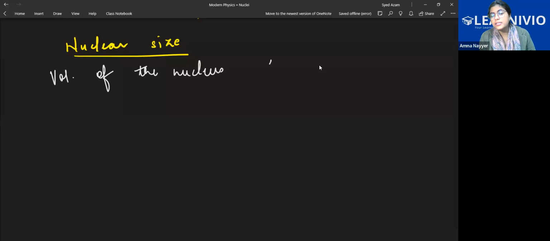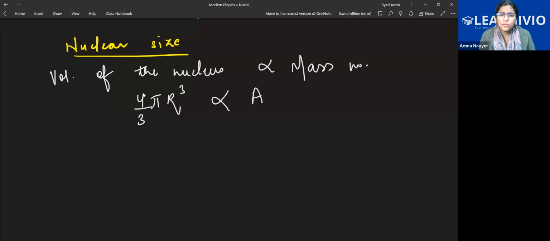The volume of the nucleus is directly proportional to one thing. When we are talking about volume, it involves one concept, that is the radius. So when I say volume of nucleus, I'm focusing on the radius. It is directly proportional to the mass number. So volume of the nucleus, 4/3 pi r cube, is directly proportional to A. Now 4/3 pi is itself a constant, which means r cube is directly proportional to A, which means r is directly proportional to A to the power 1/3.